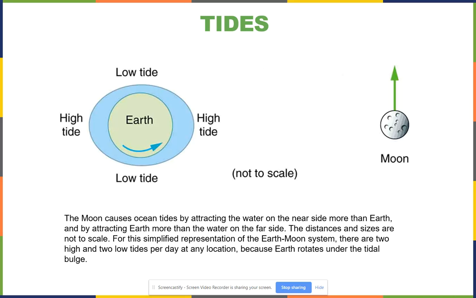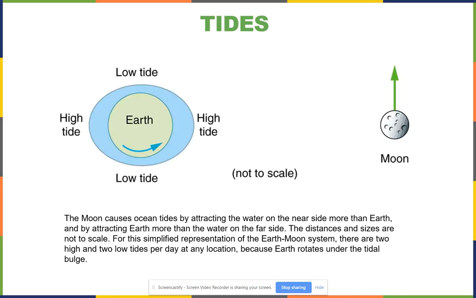On the other side, the water on the far side of the Earth isn't being pulled as strongly as the Earth is, and so the water bulges out there because it's not being pulled as hard. So we have two high tides at any given time on Earth. But this shows the high tides pointing toward the Moon, and the Earth is spinning. Because the Earth is spinning, we have what we call tidal friction that pulls the water forward. So the high tides lead the Moon just a little bit.